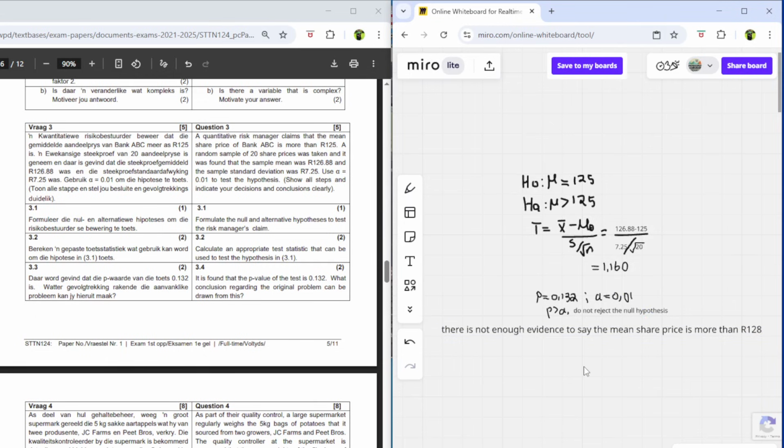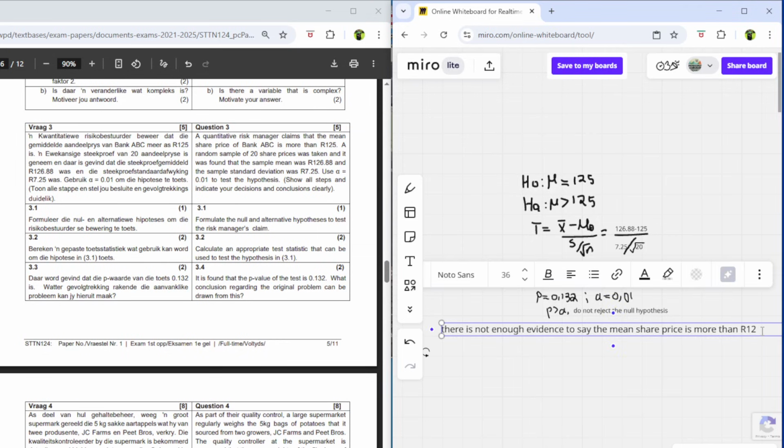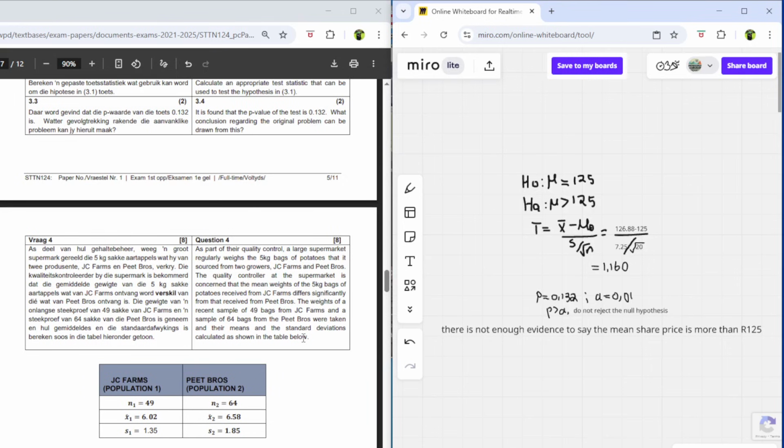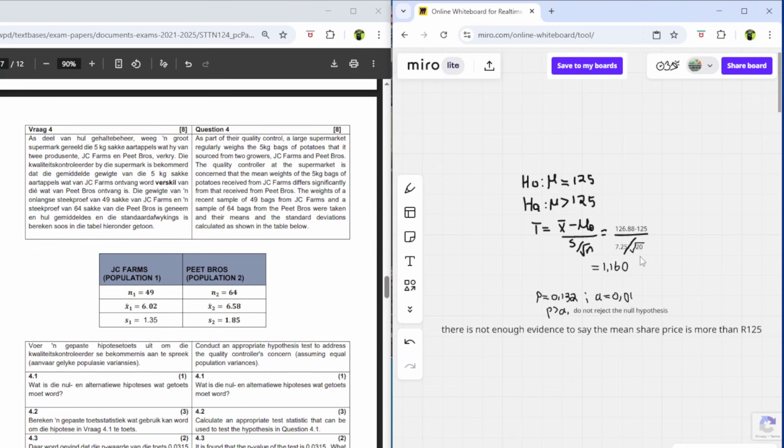There is not enough evidence to support the risk manager's claim. So that is the answer. There is not enough evidence to say that the mean share price is more than 125 rands. Do not reject the null hypothesis, which is equal. So that is how you answer question 3.